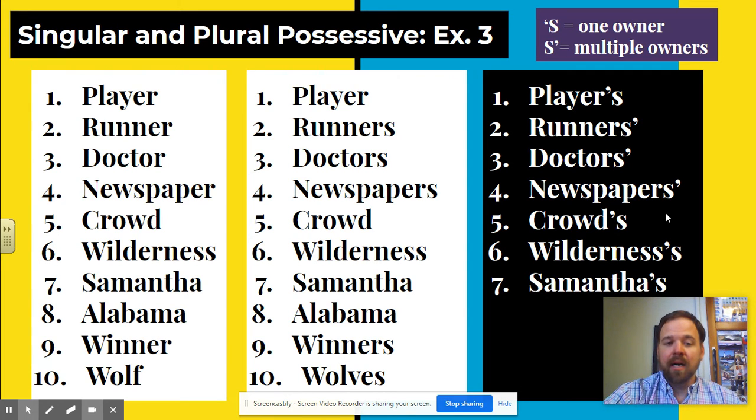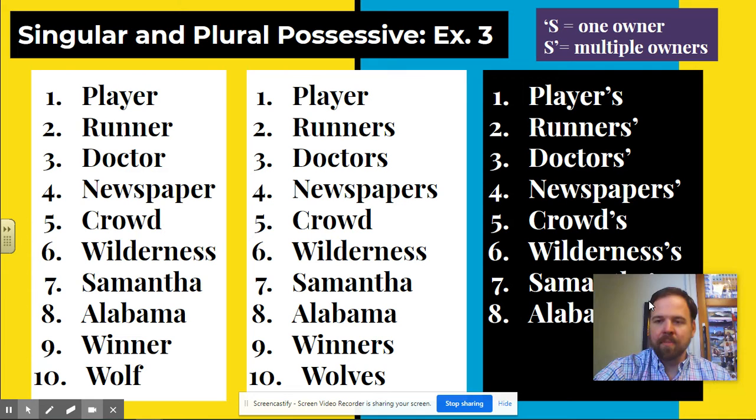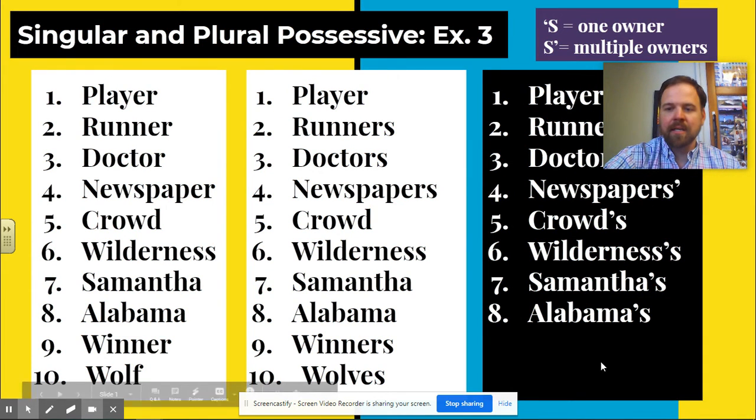Okay, number 7 is probably the easiest version of this because you have a person's name, Samantha. It's Samantha's ownership, again, like Samantha's pencil, and it's apostrophe S. Okay. Alabama, I'll move around over here. Alabama, singular. Okay, so let's say we're talking about the Alabama football team. You'd say like Alabama's quarterback because it's the team, but it's just Alabama apostrophe S, like it's their quarterback.